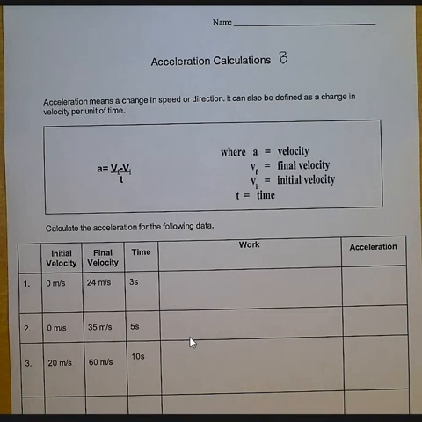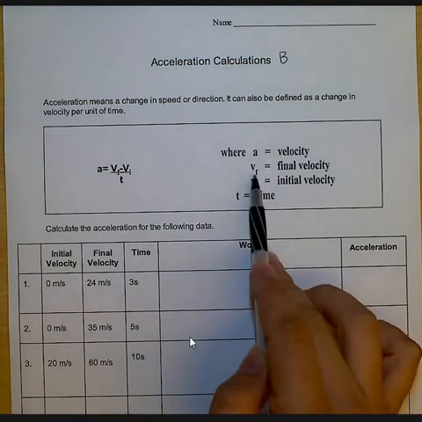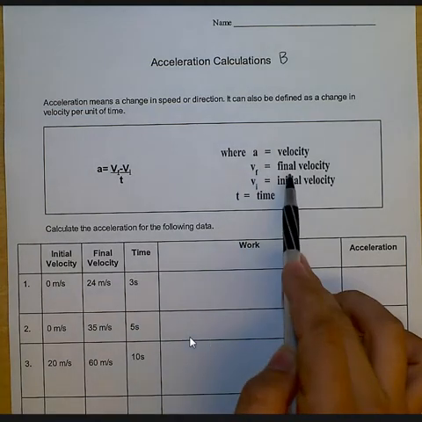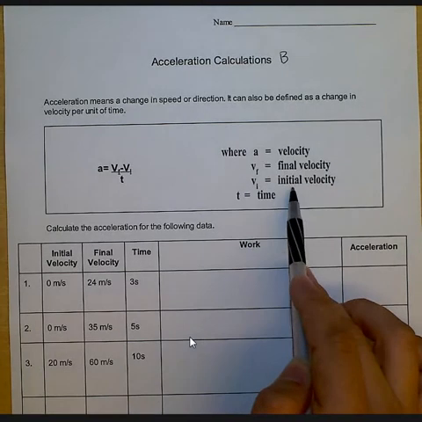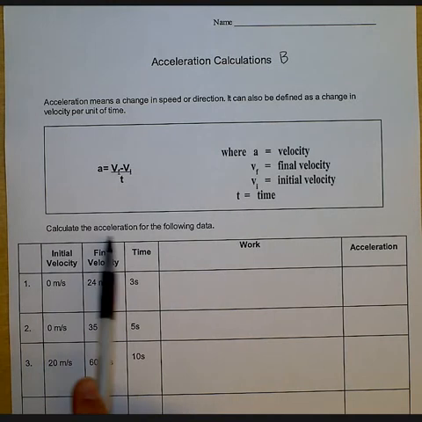Okay, today we're going to work on the Accelerations Calculations B worksheet. Acceleration means a change in speed or direction, and it can also be defined as a change in velocity per unit of time. So the worksheet gives you the equation right here. It tells you A stands for acceleration, VF stands for final velocity, VI stands for initial velocity, and T stands for time. So the worksheet asks us to calculate the acceleration for the following data.